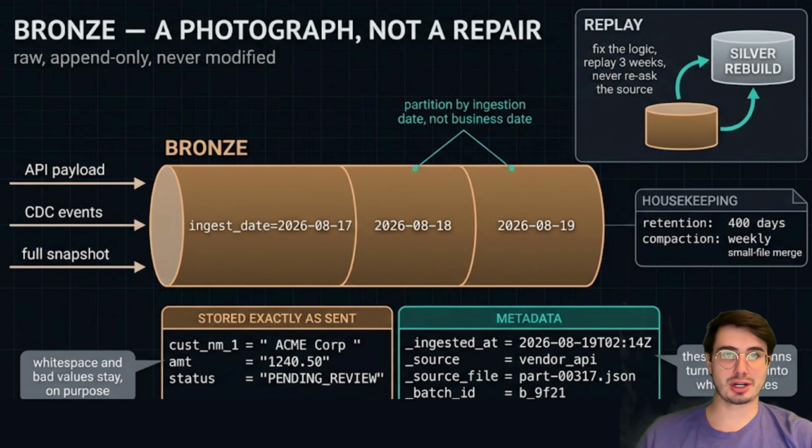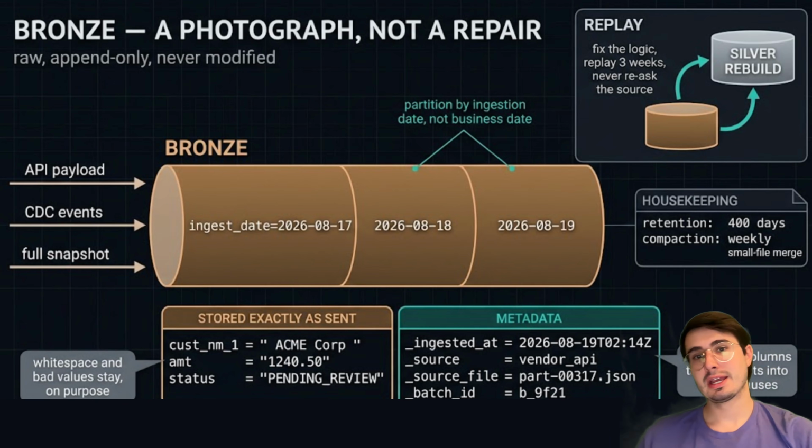So store semi-structured payloads as is in a variant or JSON column rather than shredding them into columns immediately, since shredding is a transformation and transformations belong downstream. And then also put a retention policy on it because bronze grows forever and no one will notice until the storage bill does.